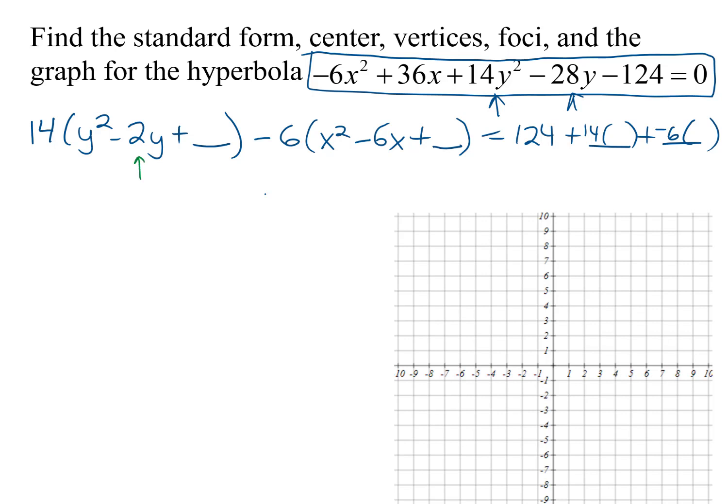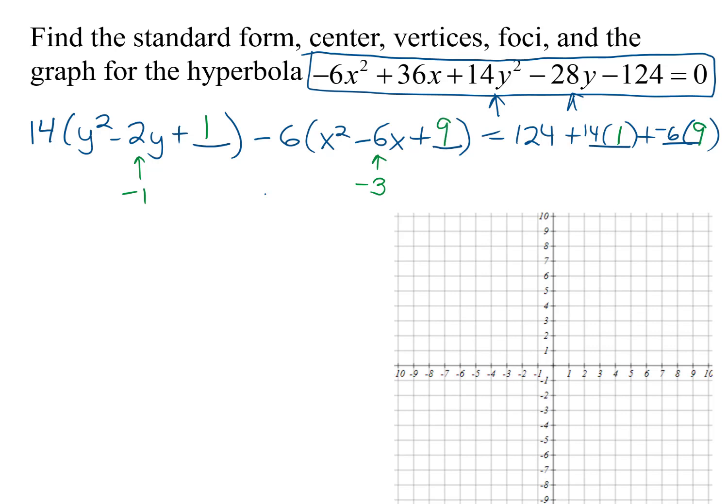So looking at the y's, we take the middle coefficient, which is negative 2, divided in half, which is negative 1, and then squared. So that's going to be a 1, and we're going to do that to both sides. Now we're going to look at the middle coefficient of the x part, and negative 6 divided in half is negative 3, squared is 9. So 9 is going to go in those blanks.